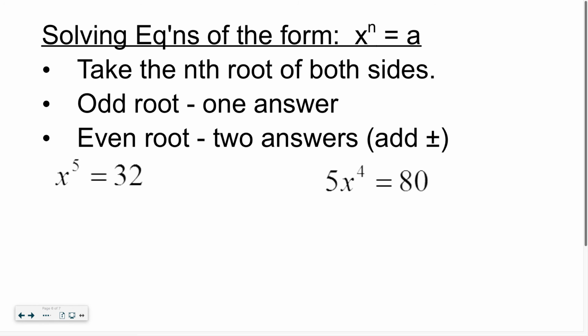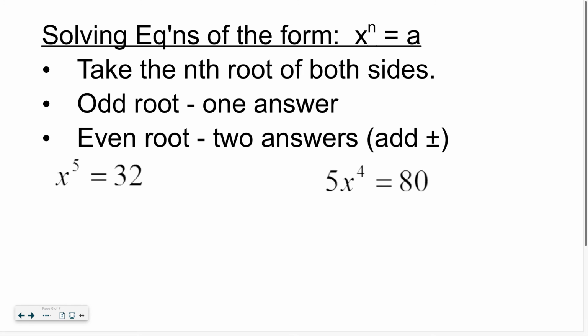Okay, so the equations on your homework are going to be like x to the n. And it could have other stuff in it, so you might have to move things around, or x might actually be an algebraic expression. But you basically just need to take the nth root of both sides. So whatever power it's being raised to, you take that root of both sides of your equation, once you get that part isolated.